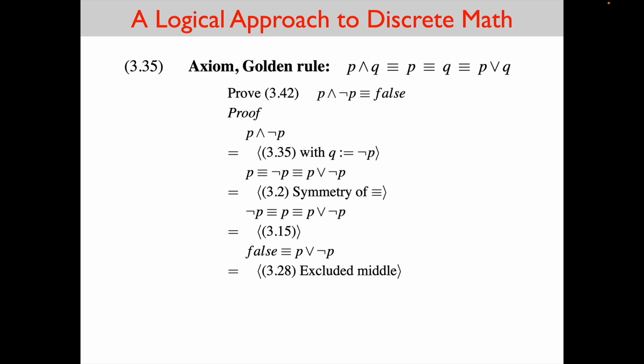So what will we have? False equals true. But what are we trying to get this to? We were trying to get this to false, right? Well, that by 3.3 with Q replaced by false is false. And we have gotten the left-hand side equivalent to the right-hand side.